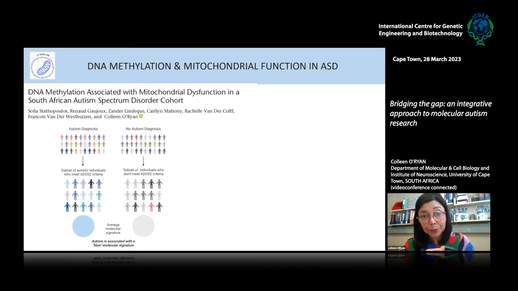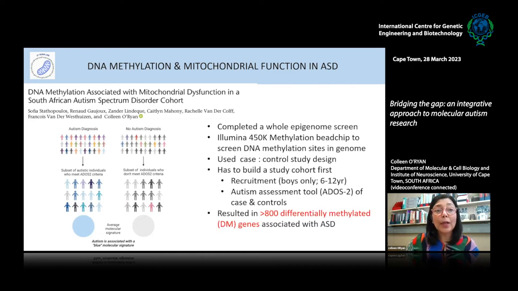And as you can see, they're all shades of blue and gray because no two individuals with autism were the same. And what I did was unusual for the time, the papers at the time, and unusual for the study in South Africa. I also looked at the individuals without autism and made sure they did not meet criteria for autism. So this study was a whole genome study where I looked at the methylation sites across the genome to look at which genes were differentially methylated.